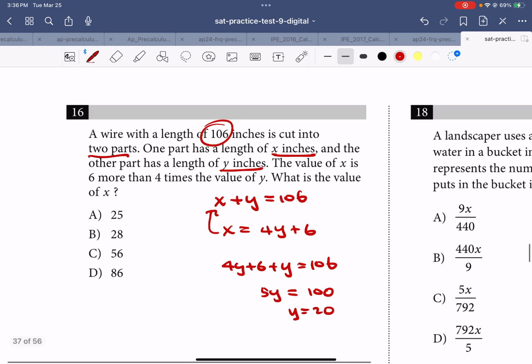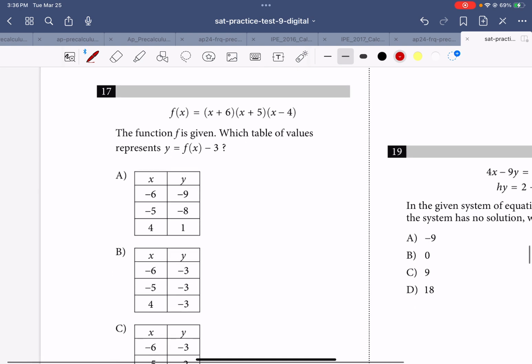You're looking for the x value. So you use this here. 20 times 4 is 80. 80 plus 6 is 86. So the final answer is D. Okay, 16 is D. Now let's move on to 17.